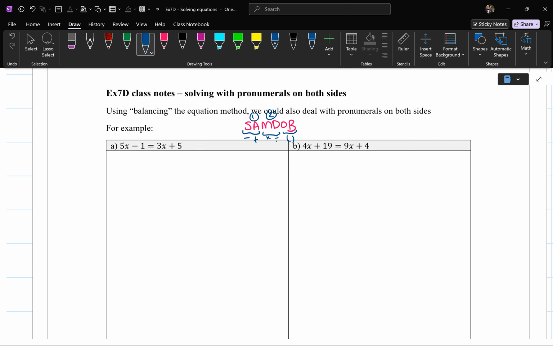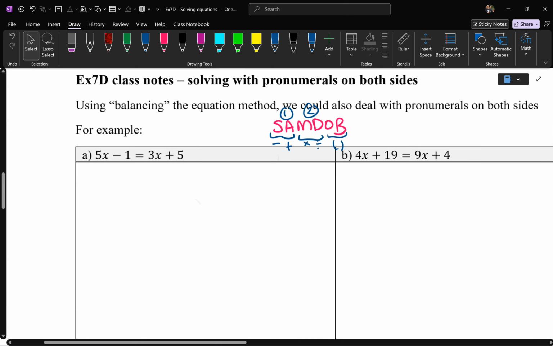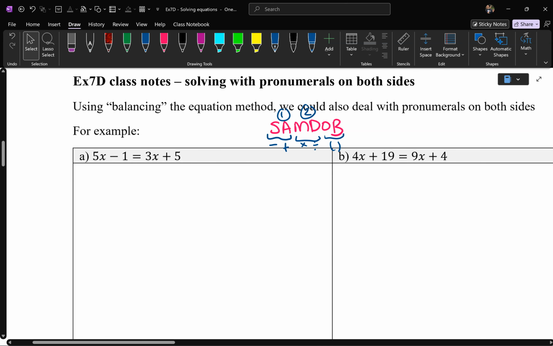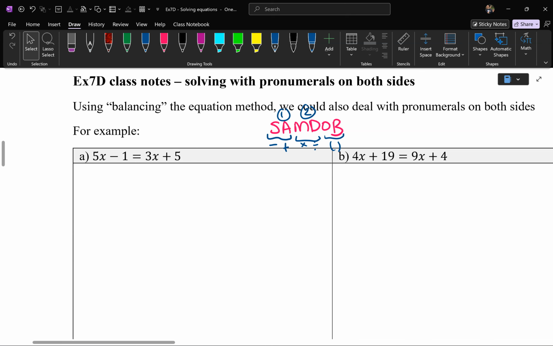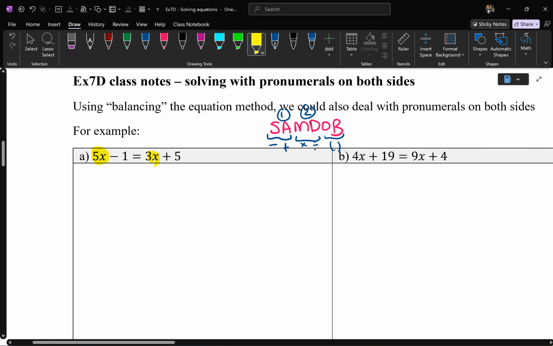Okay, so let's look at our problem here. Today's lesson, 5x minus 1 is equal to 3x plus 5. This is different to 7b and 7c, not because it has any fractions, which it doesn't. It's similar to 7b because it has x's as well, but the difference here is that on both the left side and the right side, there is an x. That makes it harder, okay?